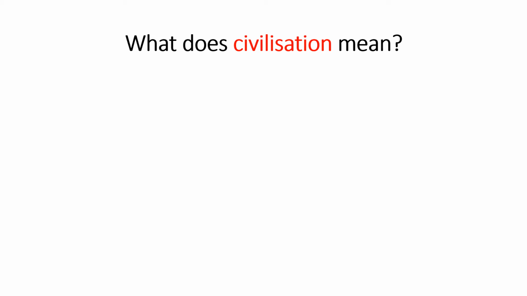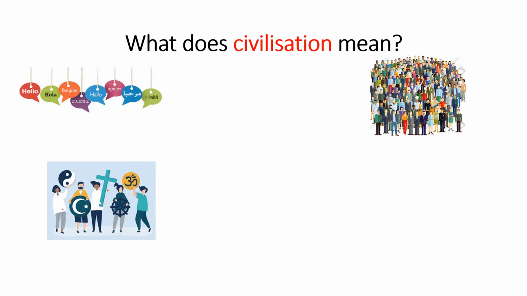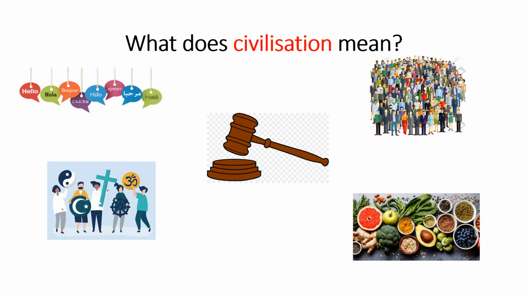It's a group of people that have their own way of doing things, their own cultures, their own language, way of communication. They all dress in a certain way. They will have their own religion, their own diet, or foods, particular foods that they eat, or particular foods that they do not eat, and have their own laws.